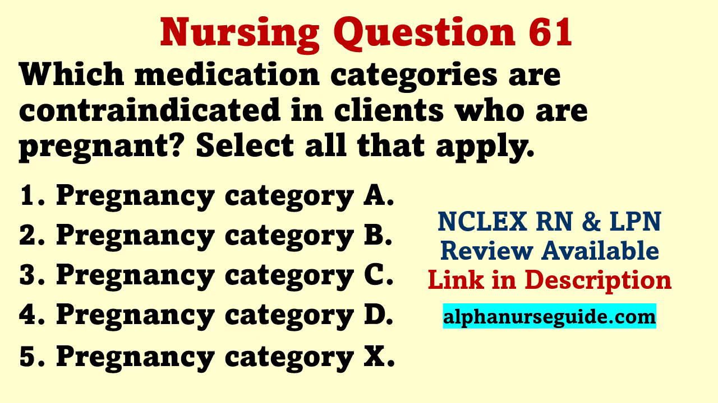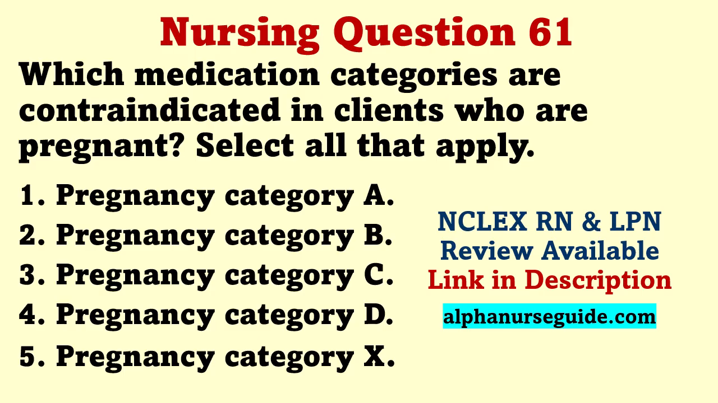The correct answers are 4. Pregnancy Category D and 5. Pregnancy Category X. Category D medications have a proven risk of fetal harm and are not prescribed for clients who are pregnant unless the mother's life is in danger. Category X medications have a definite risk of fetal abnormality or abortion.